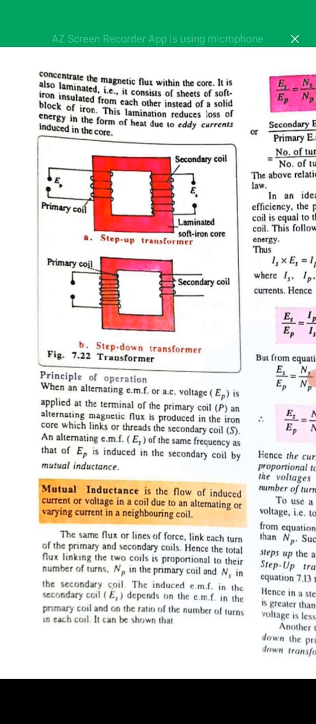And it says the strength of the EMF is directly proportional to the field. The strength, how strong the EMF is, will determine how strong the field will be. You understand? So that is the function of the soft iron core, to increase and concentrate the magnetic flux within the core. Now it is also laminated.